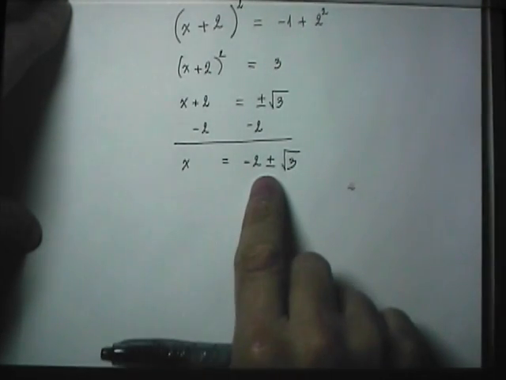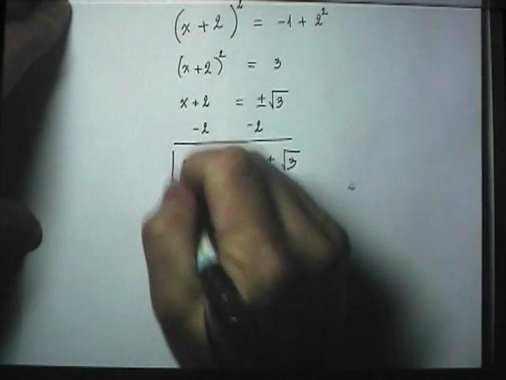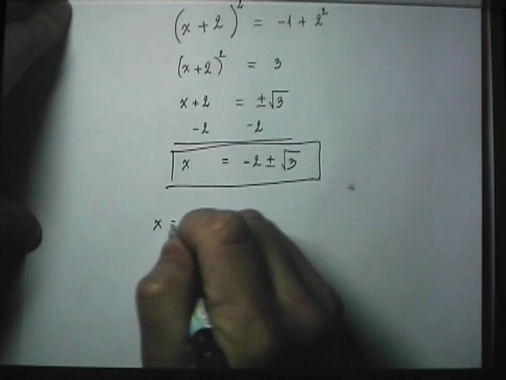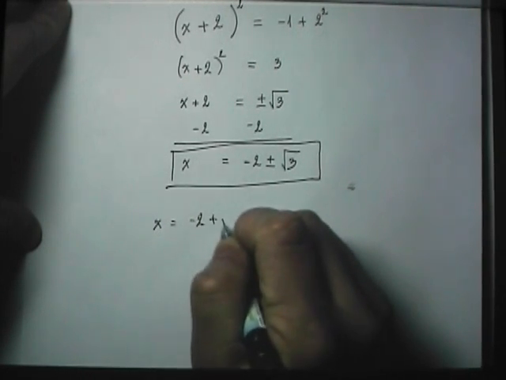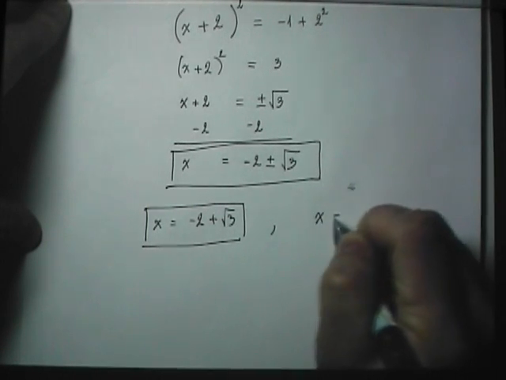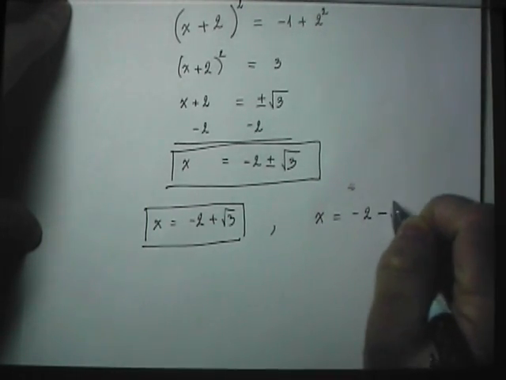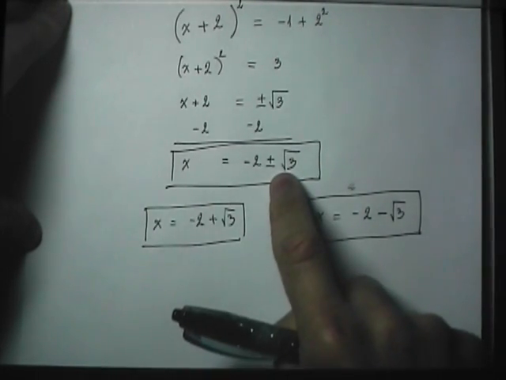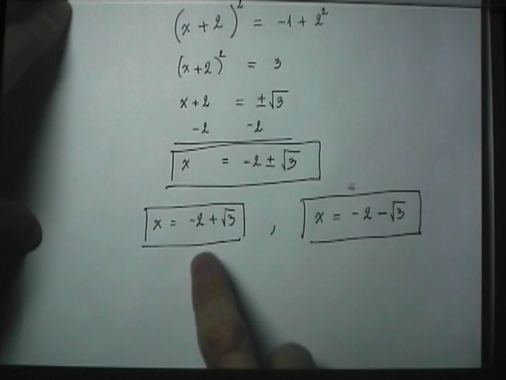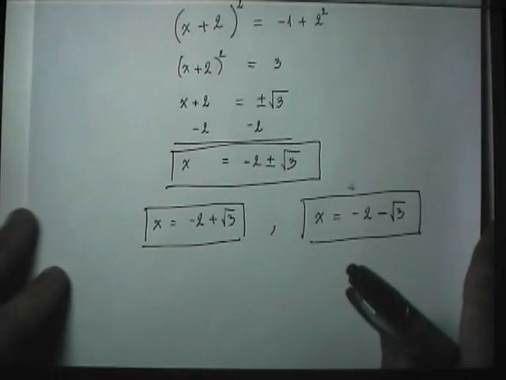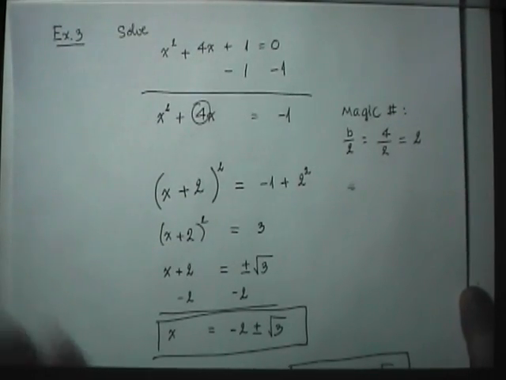That's the final answer. It means, on one hand, x equals negative 2 plus the square root of 3, and that's one solution. The other solution, logically, means x equals negative 2 minus the square root of 3. You have your choice of leaving your answer in this form, or you can write out your two separate answers in these two forms. And that's how we solve the equation x squared plus 4x plus 1 equals 0 in example number 3.